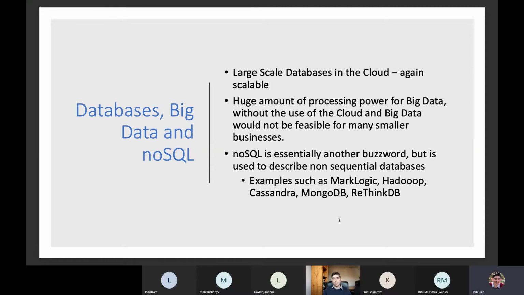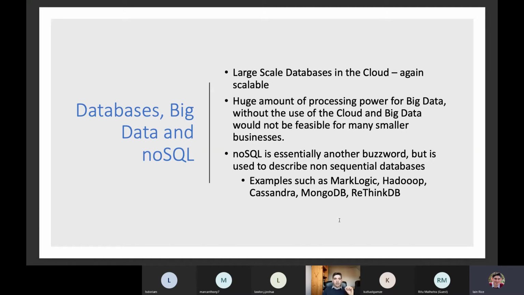A huge amount of processing power for big data in the cloud. Without the use of cloud and big data, it wouldn't be feasible for many smaller businesses to operate the way they are. NoSQL is a new buzzword. I think some people on your job adverts would have come across SQL. I know at least someone's defined it, and we'll go on to that shortly from the job advert point of view. But NoSQL is a variant of SQL, or structured query language, that databases are written in.